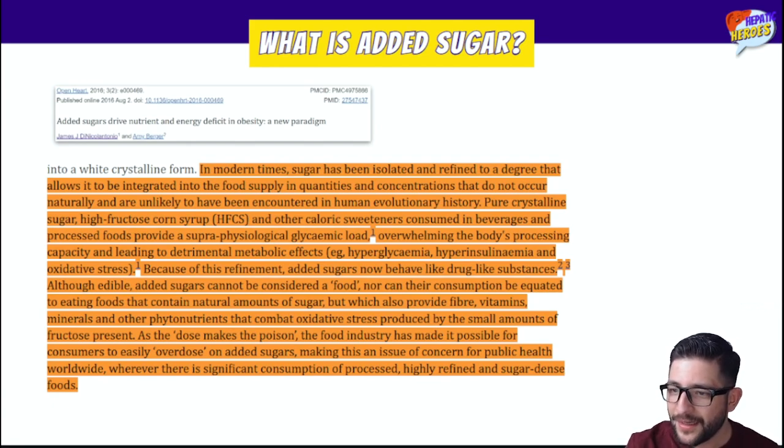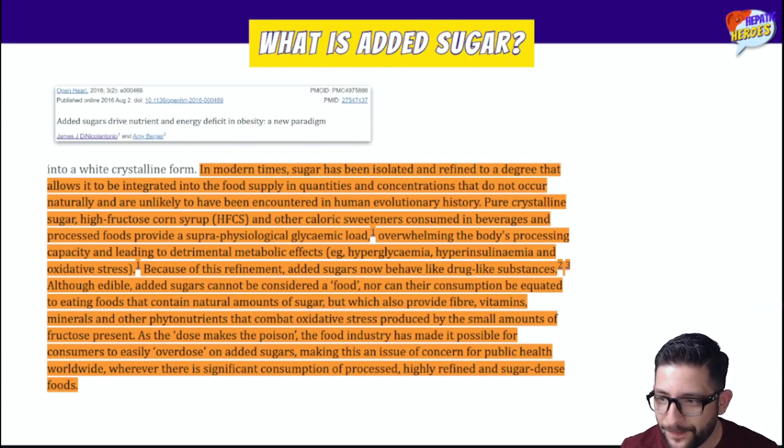Pure crystalline sugar, high fructose corn syrup, and other caloric sweeteners consumed in beverages and processed foods provide a physiological glycemic load, meaning a load of glucose, an elevation in glucose that is not normally supposed to happen, and which overwhelms the body's processing capacity and leads to a lot of detrimental metabolic effects like hyperglycemia, elevated blood sugar, hyperinsulinemia, elevated insulin levels, and oxidative stress.